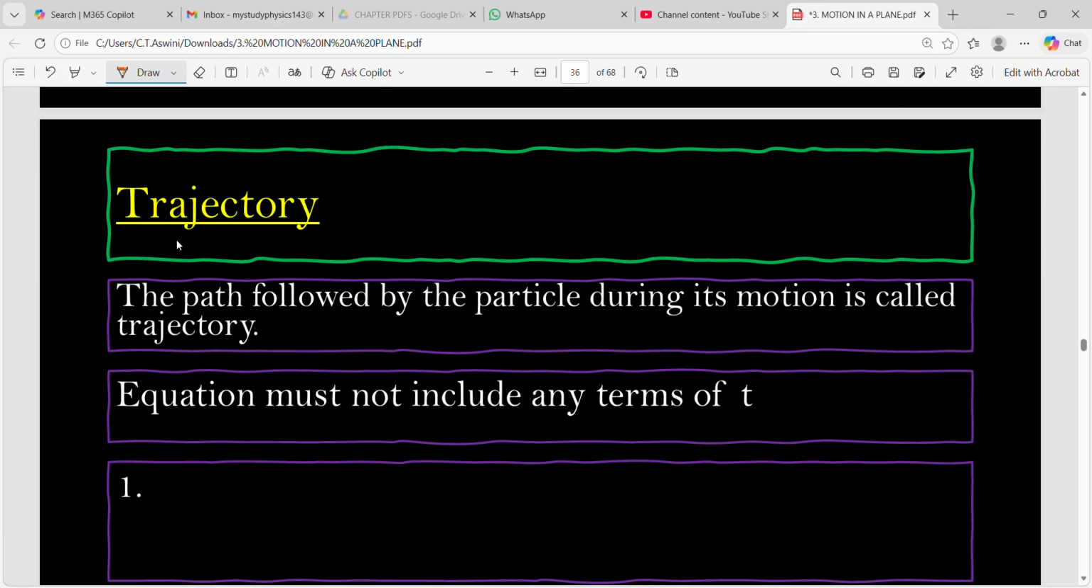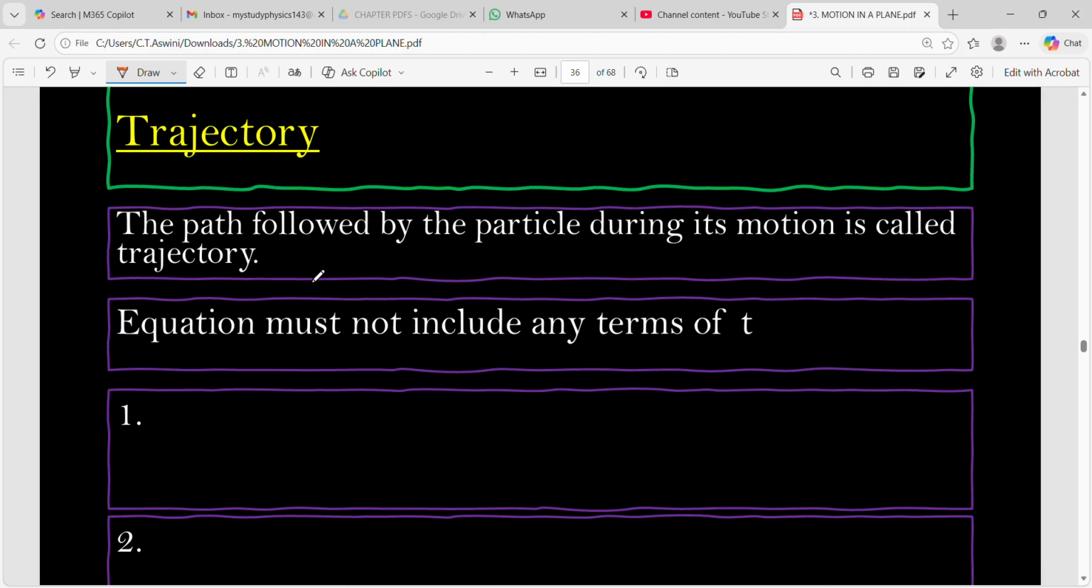What is trajectory? It is simply the path followed by the particle. So this is the path followed by the particle. And when you see trajectory equation, the important point that you have to remember, it should not include any terms of time. The equation must not have any time in it. The time quantity has to be eliminated in trajectory equation. Have you understood now what is trajectory? It is simply the path followed by the particle.